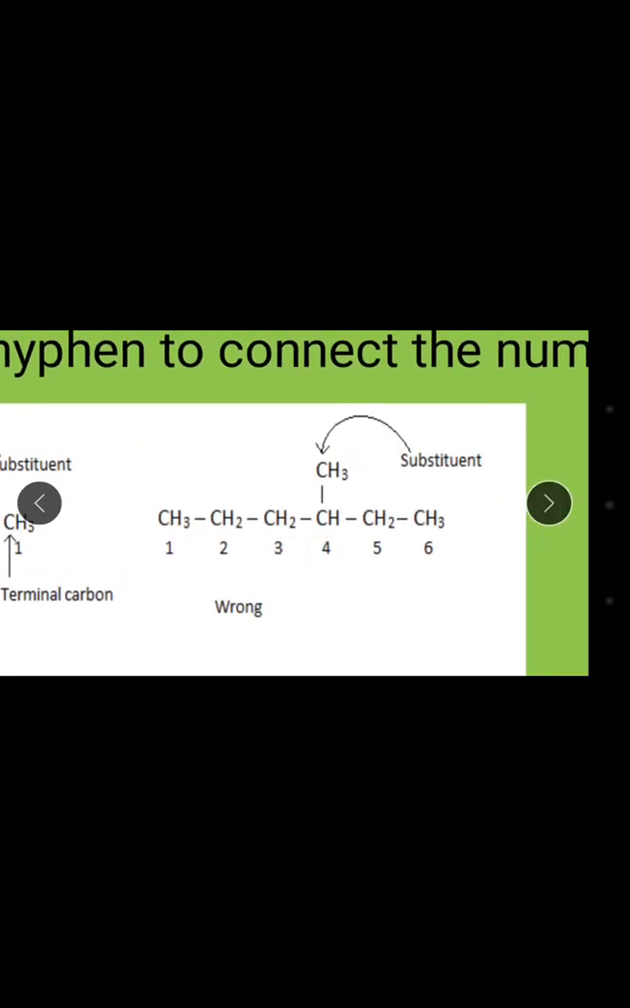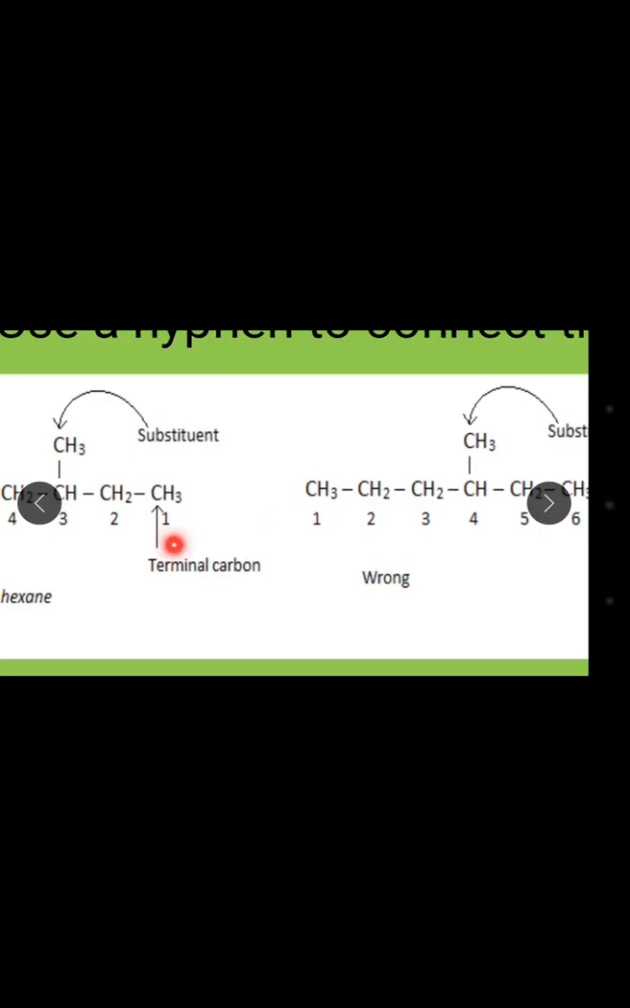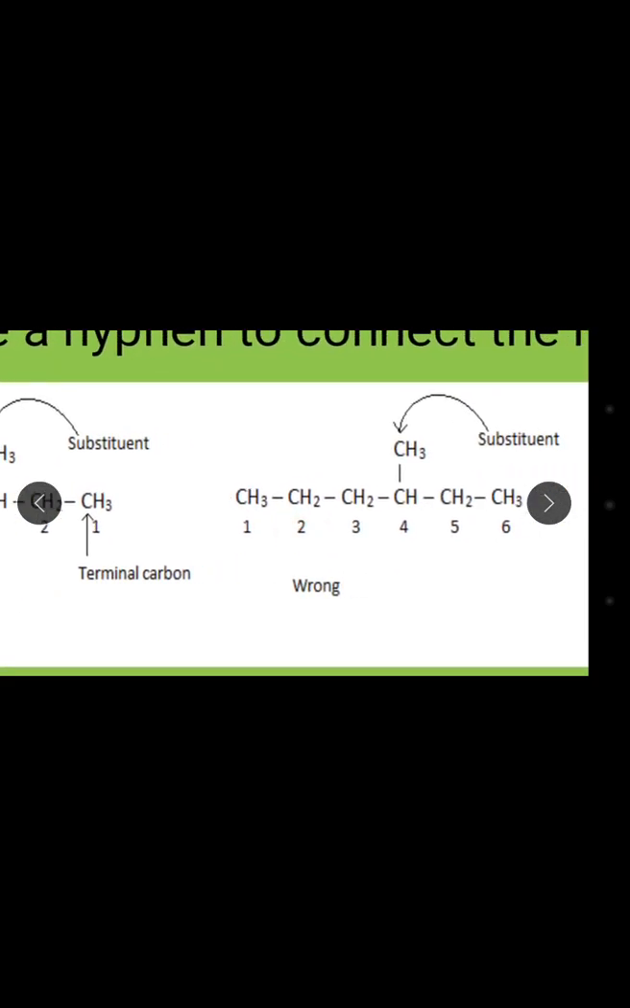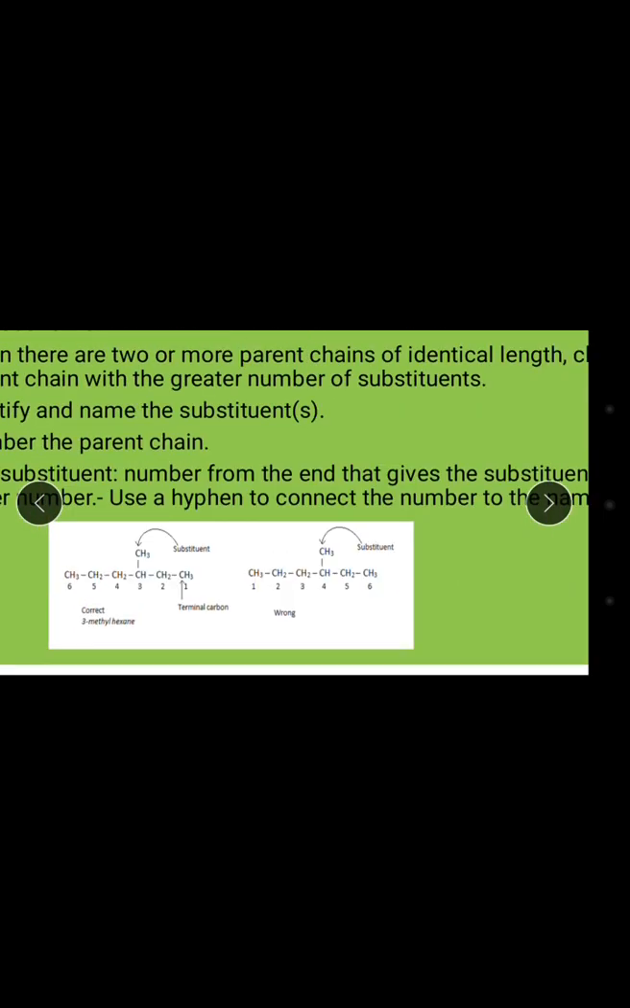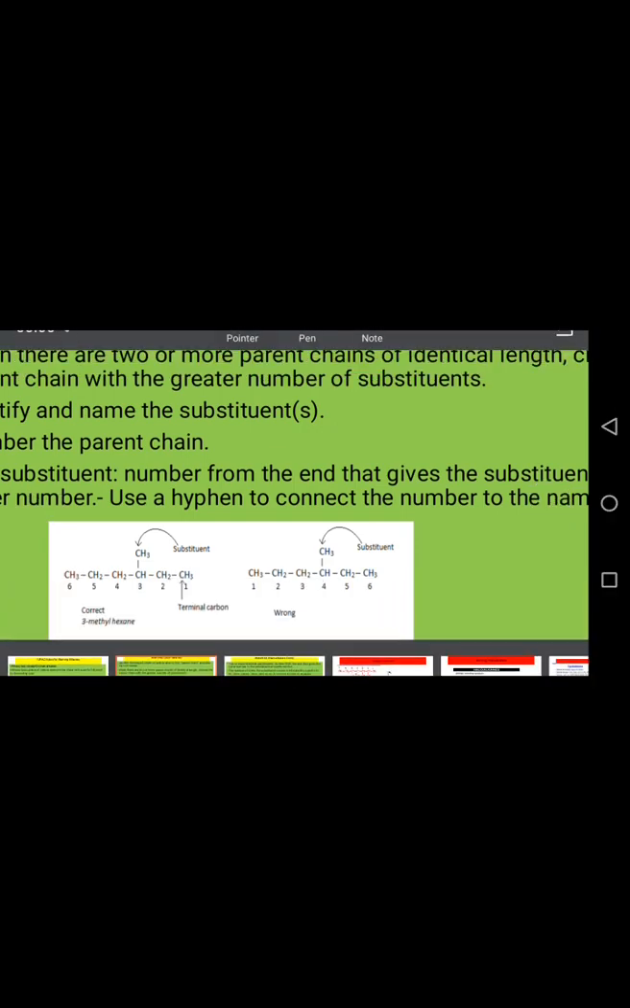So this is wrong. If you are given this in an exam and you name it as 4-methylhexane, you are wrong because you did not put the rule into perspective. So you have to be very careful when you are numbering. Number from left to right, number from right to left, then choose wisely. The one that gives your substituent the lowest possible number is what you should follow. I hope that is clear.